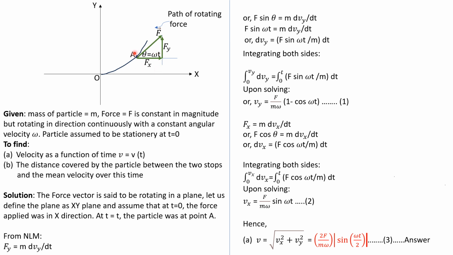Now we will apply Newton's law of motion for the particle at point A. We will divide this force into horizontal and vertical components, that is Fx and Fy. So Fy conveniently we can write as mass into acceleration, that is m dvy by dt. From the diagram we can make out easily that Fy is F sin theta, where theta is nothing but omega t, so you can put it over here. You will reach this equation.